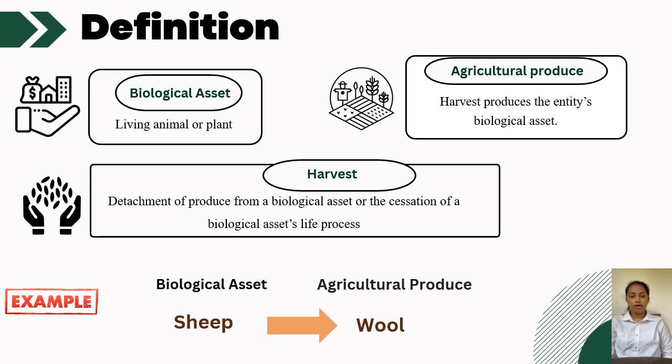For example, when plants are planted for the purpose of obtaining fruits, the plants are called biological assets and the fruits are called agricultural produce. Obtaining the fruits from plants planted for that purpose can be called harvest.